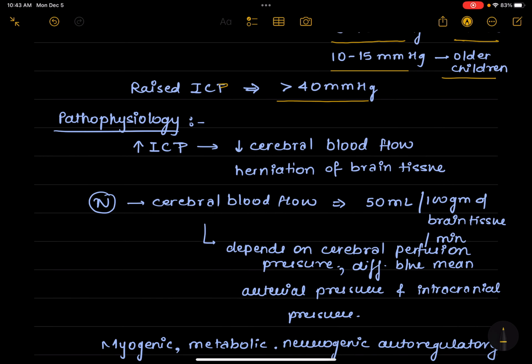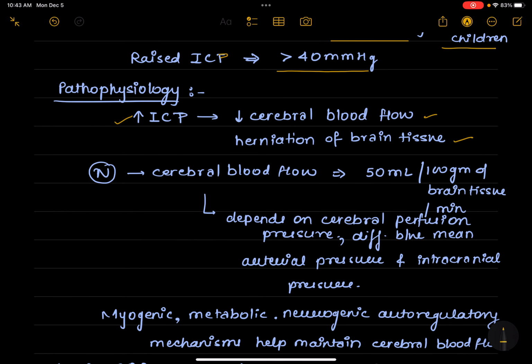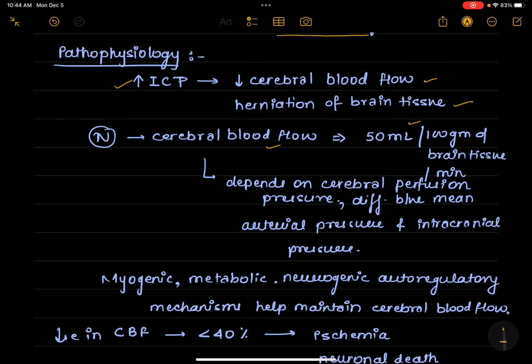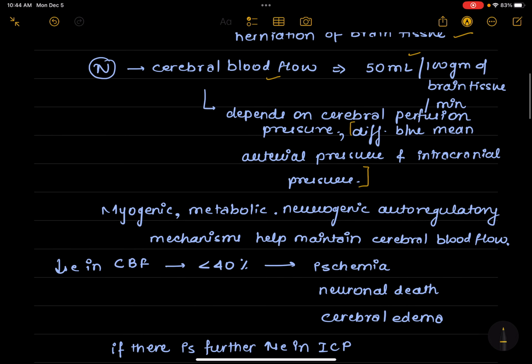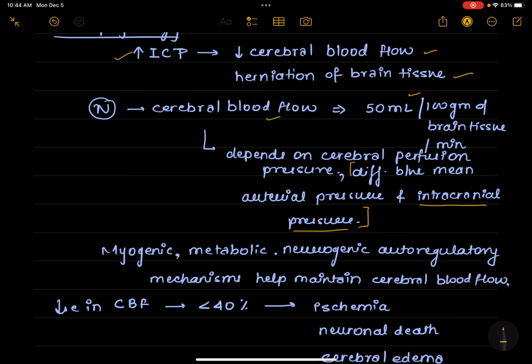What is the pathophysiology of raised intracranial pressure? Due to raised intracranial pressure, there will be decrease in cerebral blood flow and herniation of brain tissue. Normally, the cerebral blood flow is 50 ml per 100 gram of brain tissue per minute. It depends on cerebral perfusion pressure, which is the difference between mean arterial pressure and intracranial pressure. So, if the intracranial pressure increases, then the cerebral perfusion pressure will decrease, hence, cerebral blood flow will decrease.